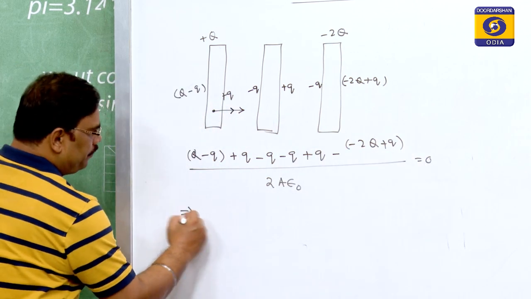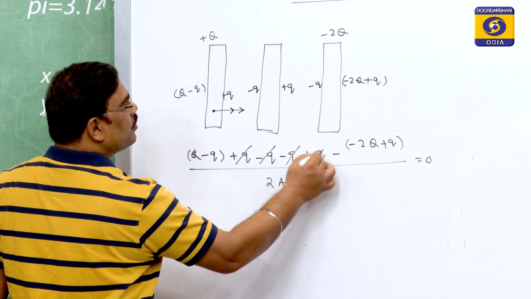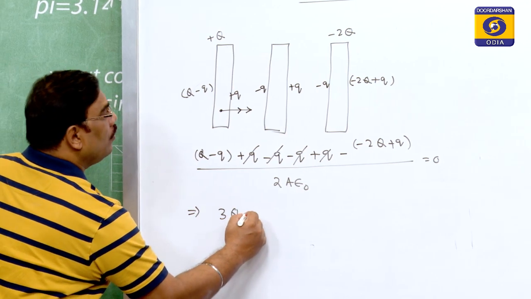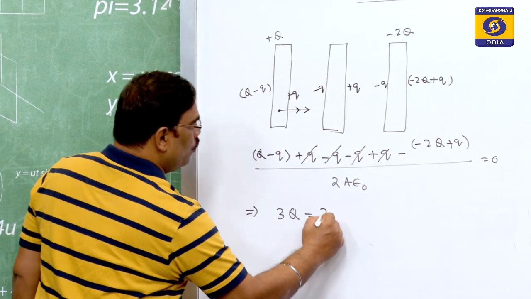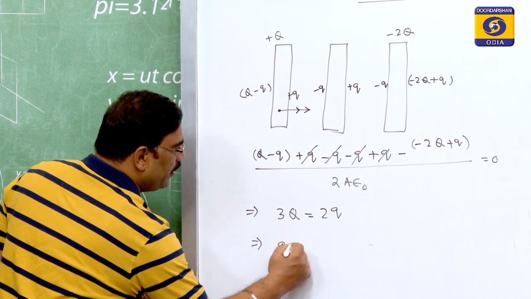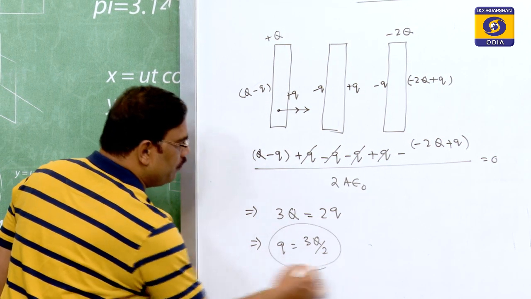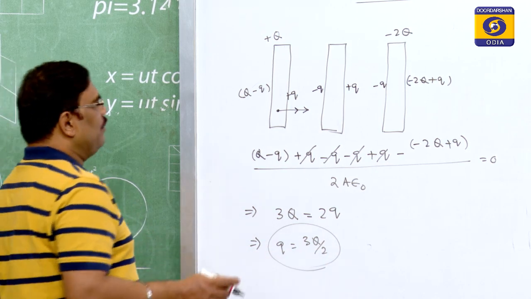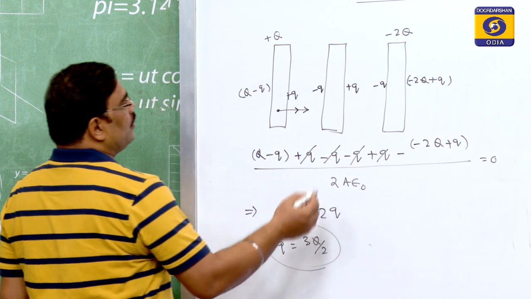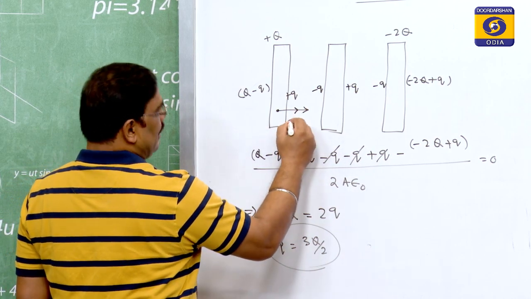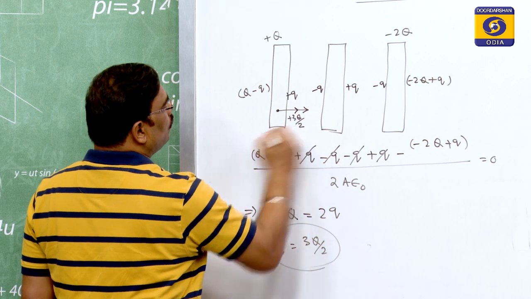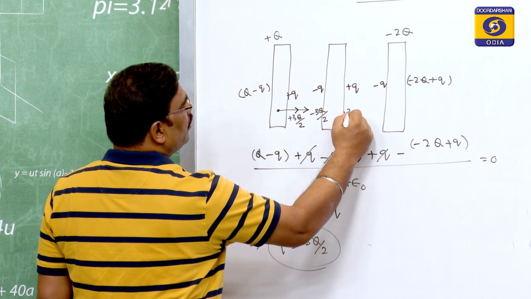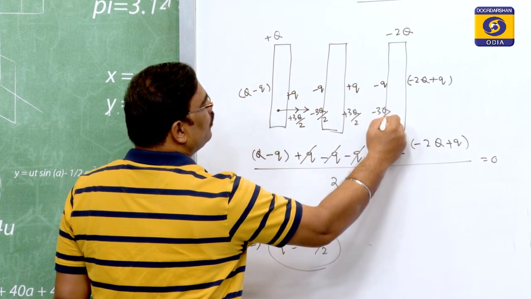So, therefore, plus Q minus q plus q minus q, what we get is 3q equal to 2Q, or q equal to 3Q over 2. So, when small q equals 3 times capital Q by 2, what we get? We get the charge on the second face is plus 3Q by 2, and minus 3Q by 2, plus 3Q by 2, minus 3Q by 2.